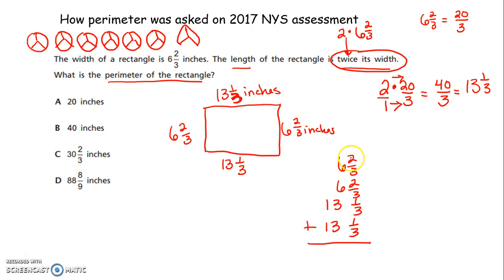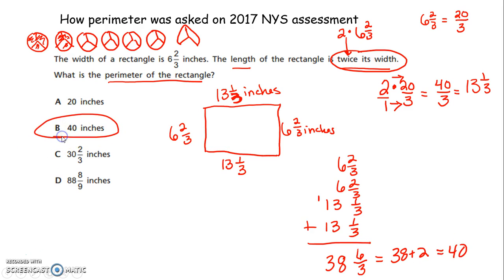Let me add up all my thirds. 2, 4, 5, 6. That's 6/3. 6 and 6 is 12, and 13 more is 25, and 13 more is 38. So this is 38 6/3. But 6/3, 1, 2, 3, 4, 5, 6, 6/3 is just 2 whole circles. So that's 38 plus 2, or 40. Must be 40 inches. Wow.